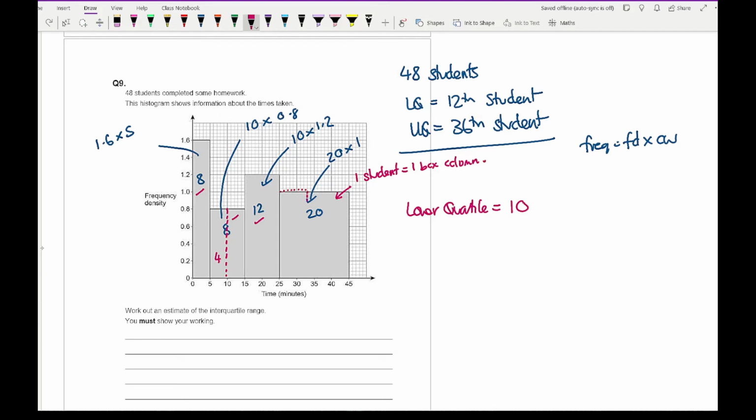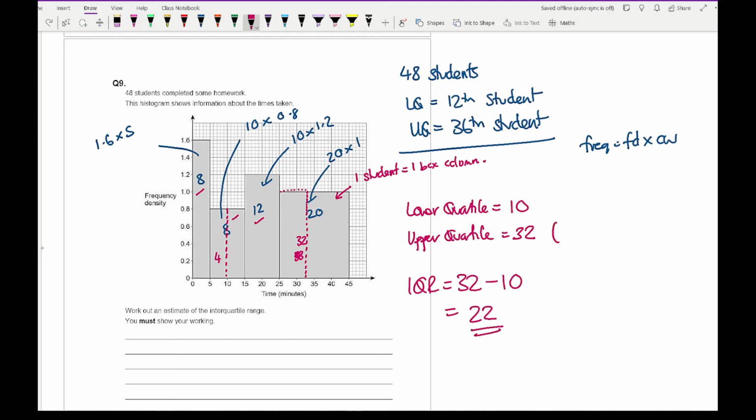And if I draw a line going down, that works out to be roughly around about 33. So then from, oh, no, actually, it's not. It's going to be half in between those two. So I would say it's going to be 32, let's say. So the upper quartile is at 32. So then the interquartile range is going to be 32, take away 10, which is going to give me an answer of 22.